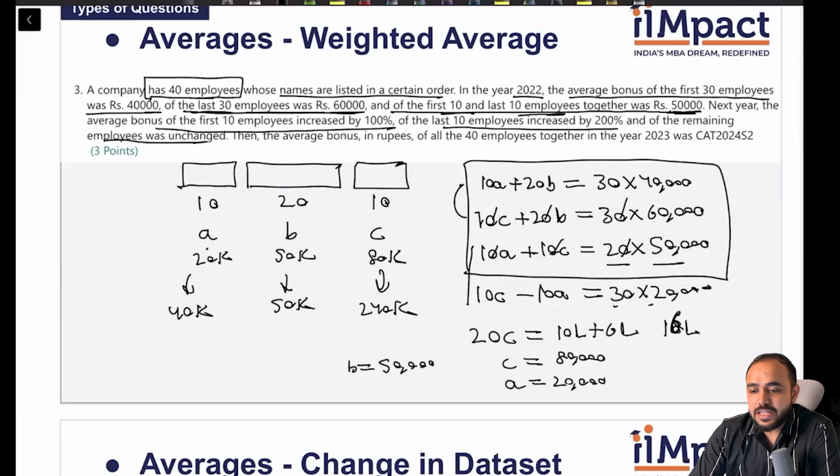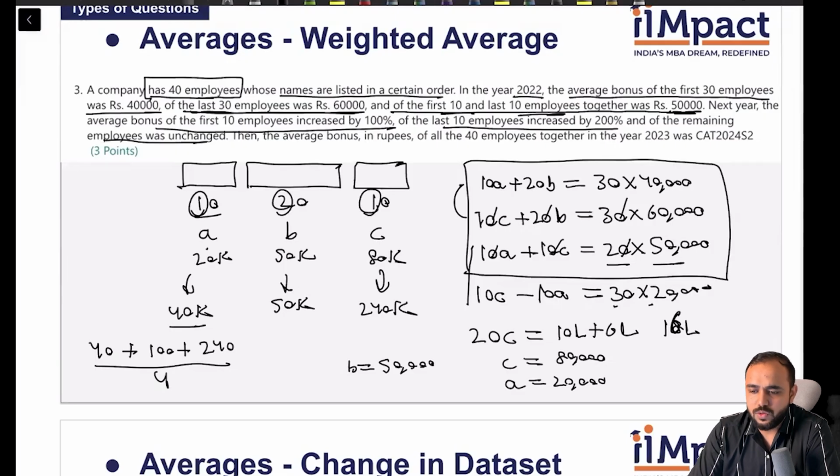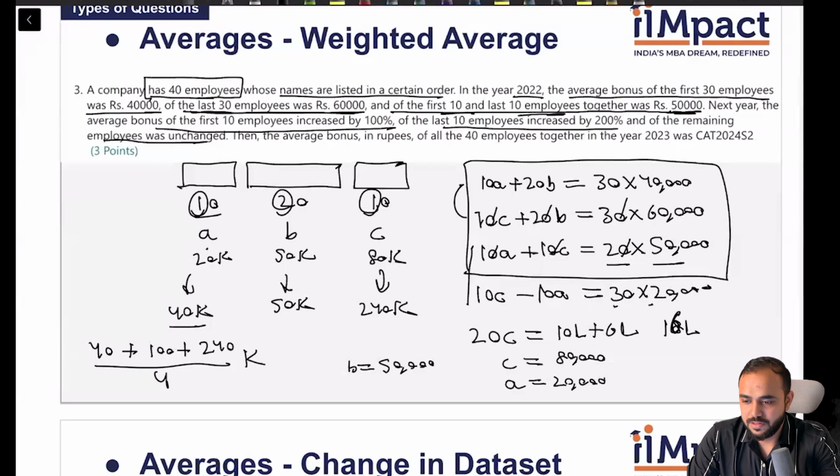So now again you will have to calculate the weighted average. So 40 into 10, or actually you can just do 40 plus 50 into 2, that is 100, plus 240 divided by 4. Correct? Because you are taking weighted average. So 1 plus 2 plus 1. I have cancelled out 1 0 everywhere. These many thousands will be your answer.